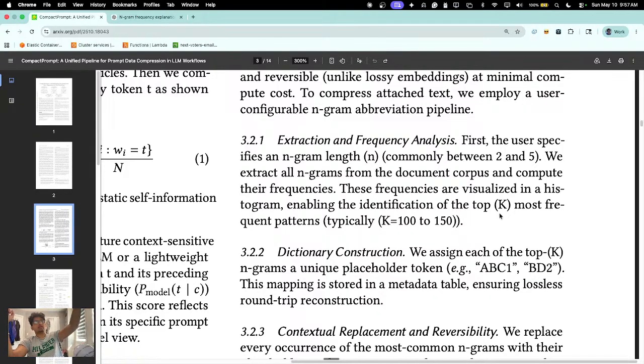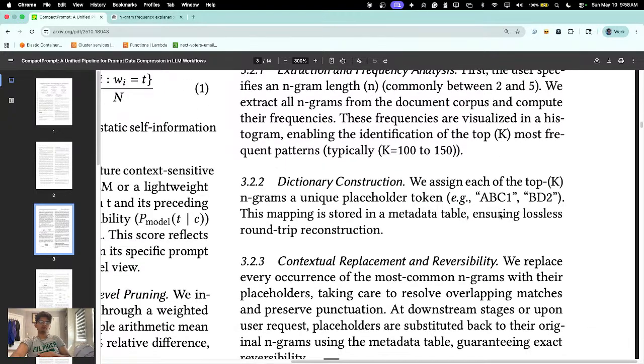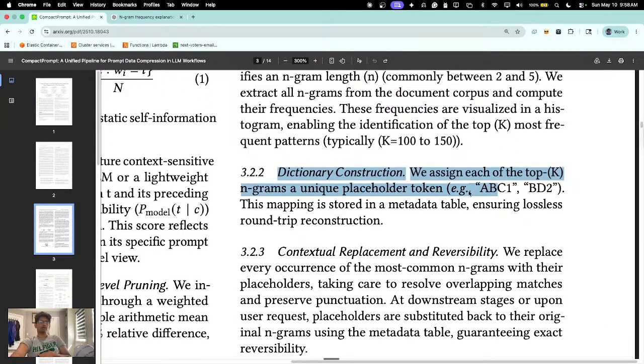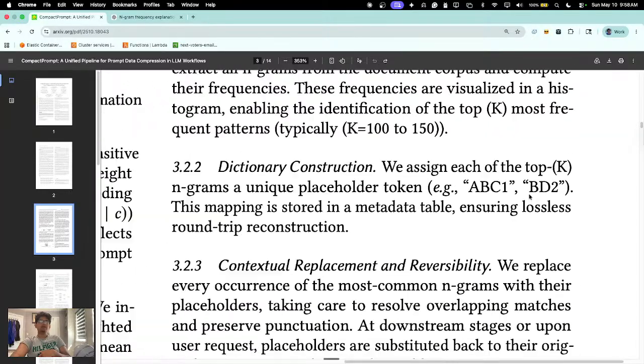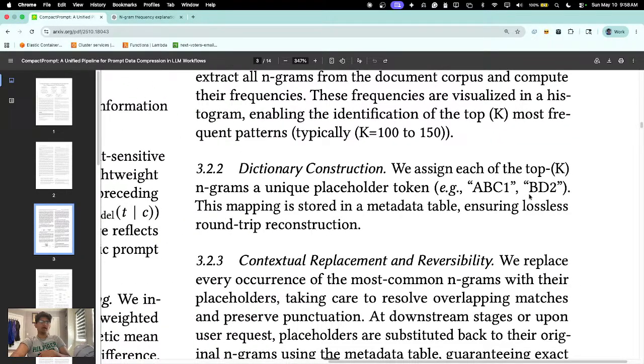So that's how you know which of the n-grams are going to be abbreviated, by just figuring out how frequently they occur and then figuring out a threshold and saying that anything above this threshold is going to be what is going to be abbreviated. And then you have a dictionary construction. So we assign each of the top k n-grams.